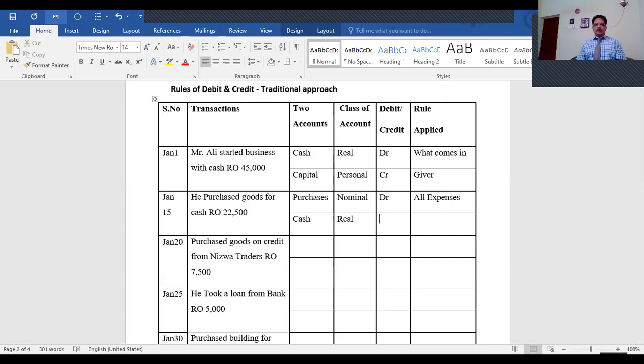Cash is a real account, you know already. And what is the real account rule? Debit what comes in, credit what goes out. You purchased goods and paid cash, so cash is going out. So credit what goes out. I write it very clearly so as not to make you confused. Why is it credit? Because the rule of the real account is debit what comes in, credit what goes out. Here the cash is going out, so credit cash.